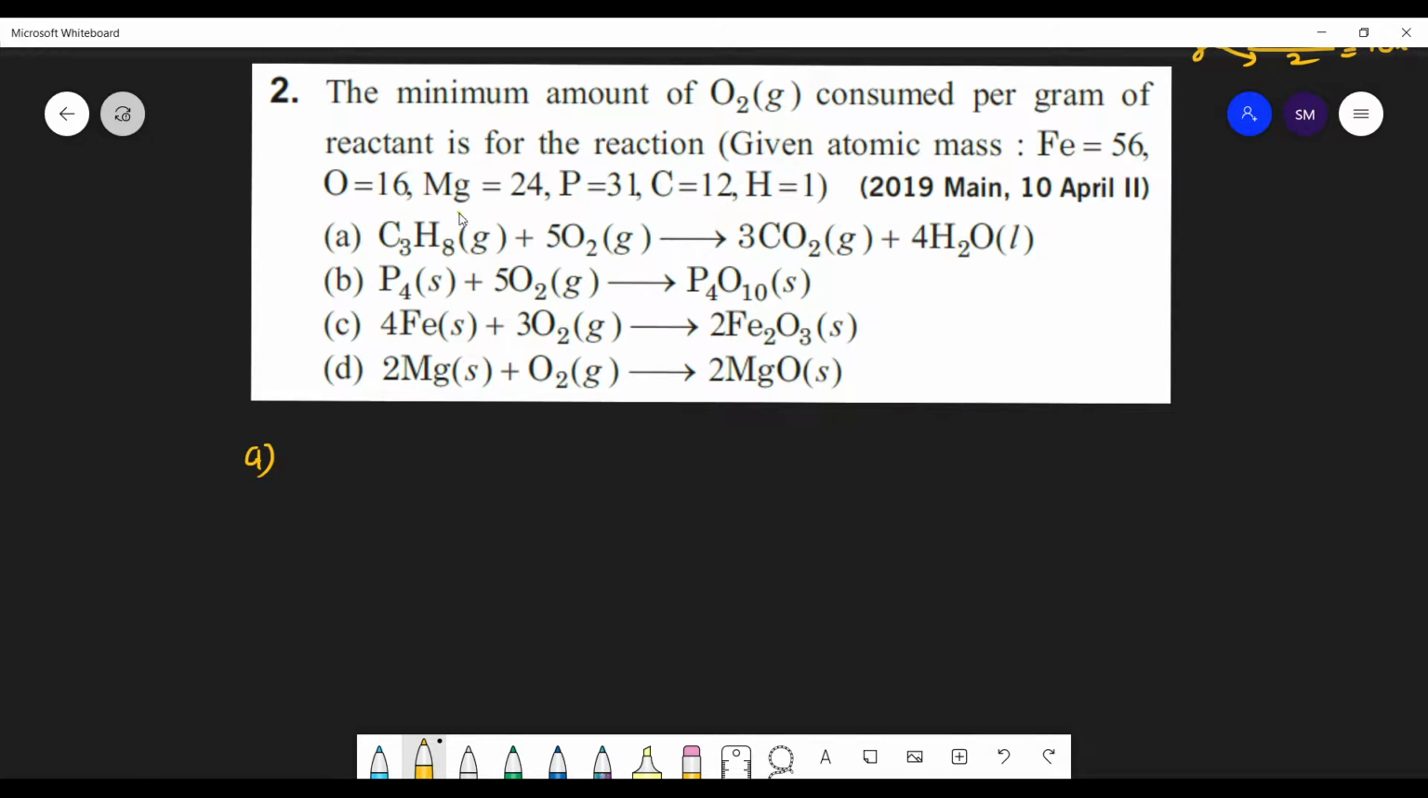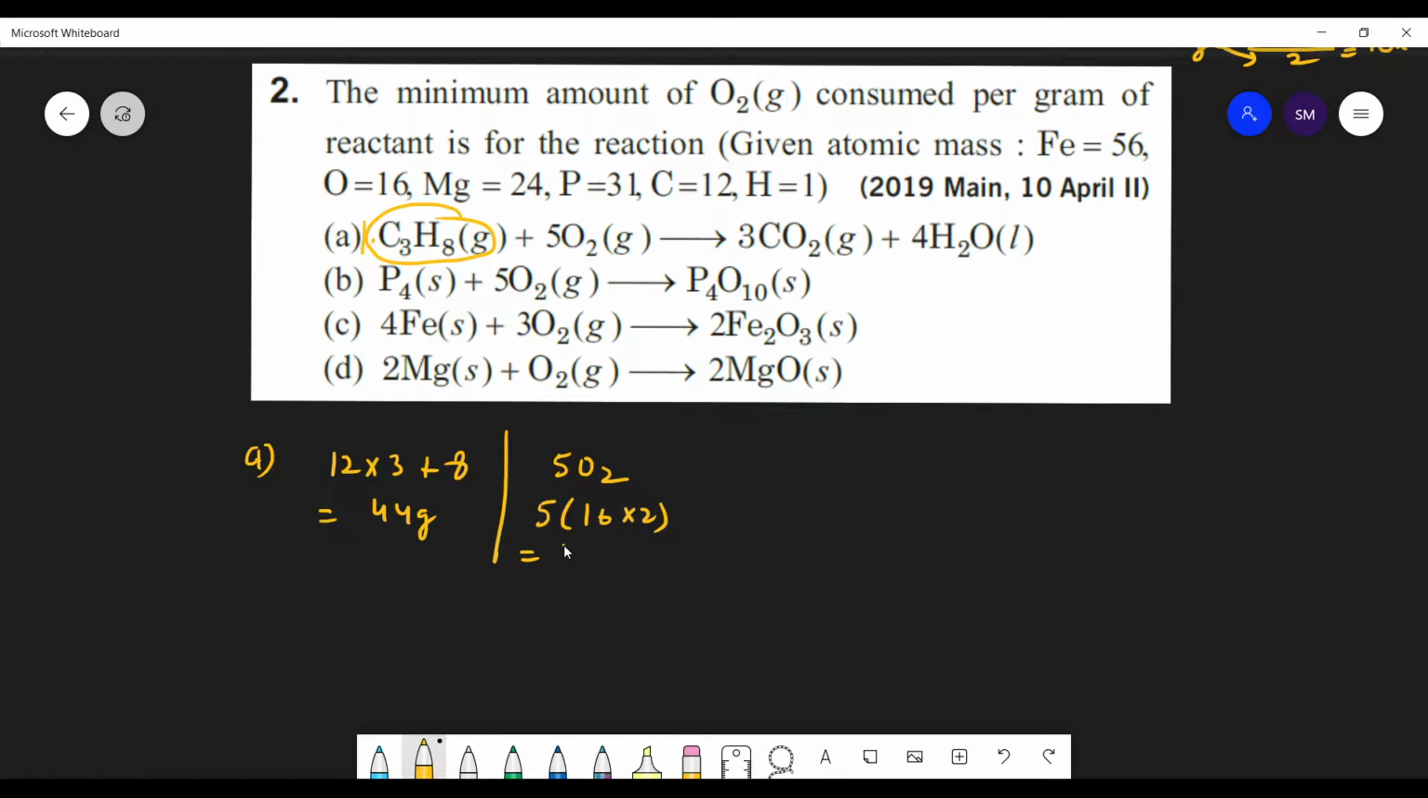C3H8. What's the mass of this? It has 1 mole of this. So 12 into 3 plus 8, 44. 44 grams. And 1 mole, so 44 grams. Now what about oxygen? 5O2. 5 into 32. 16 multiplied by 2, that is 32.